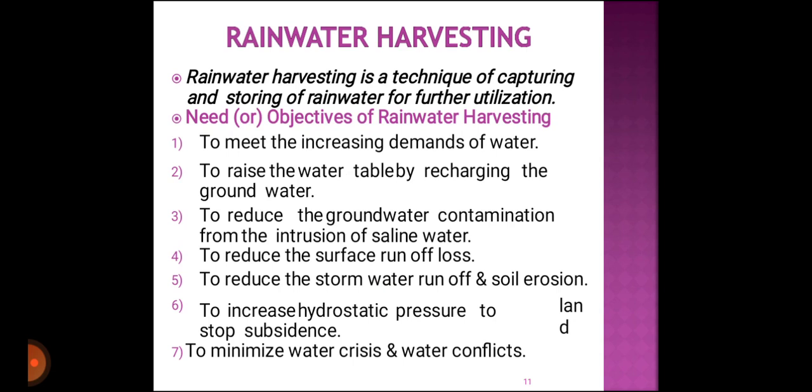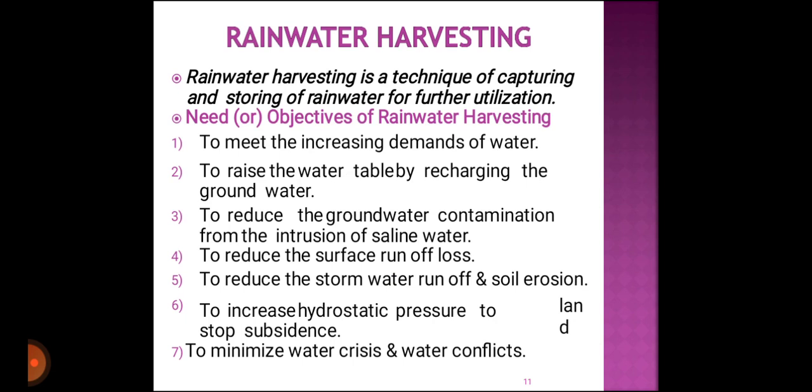Then to reduce the groundwater contamination from the intrusion of saline water. Saline means salt water. Then to reduce the surface runoff losses. Surface runoff means the movement of water from higher regions to lower regions, which will be reduced using the rainwater harvesting method.